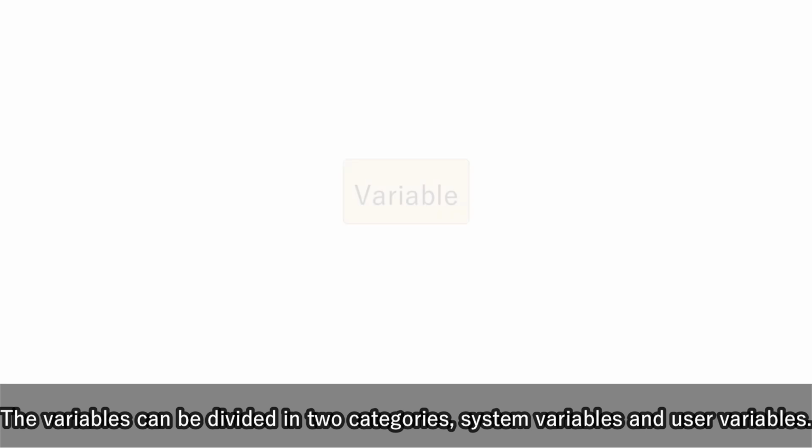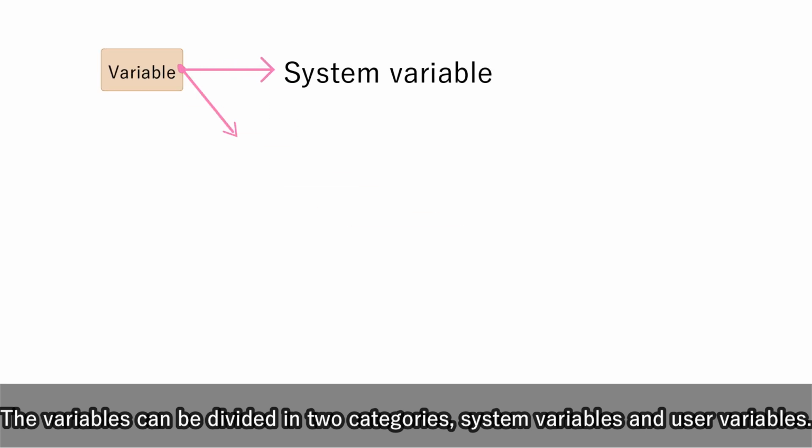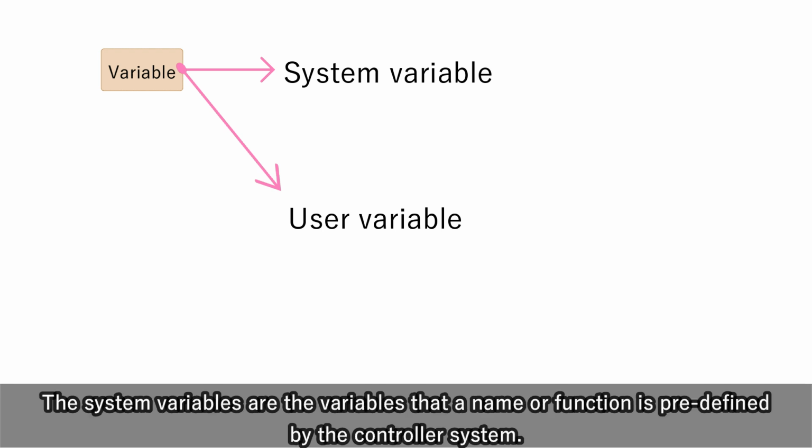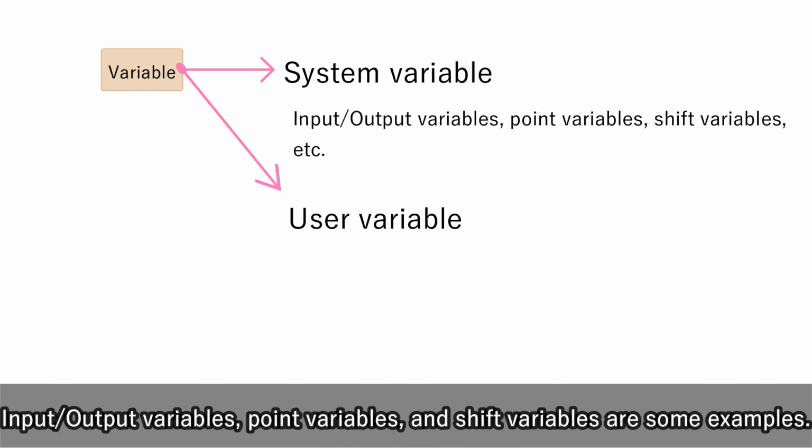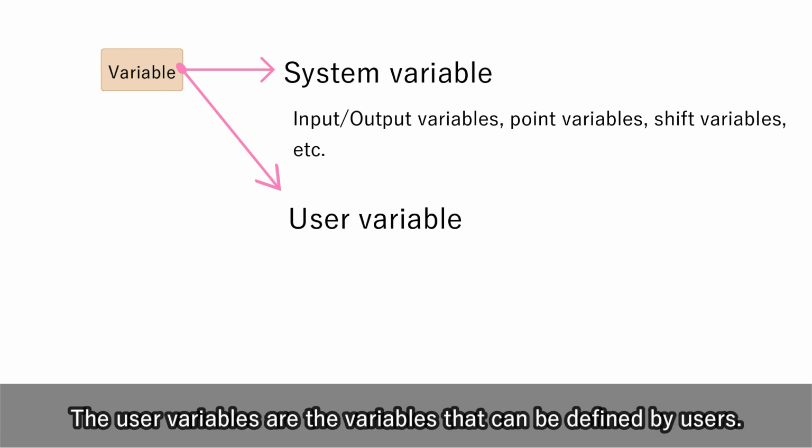The variables can be divided into two categories: system variables and user variables. The system variables are the variables whose name or function is predefined by the controller system. Input and output variables, point variables, and shift variables are some examples. The user variables are the variables that can be defined by users.